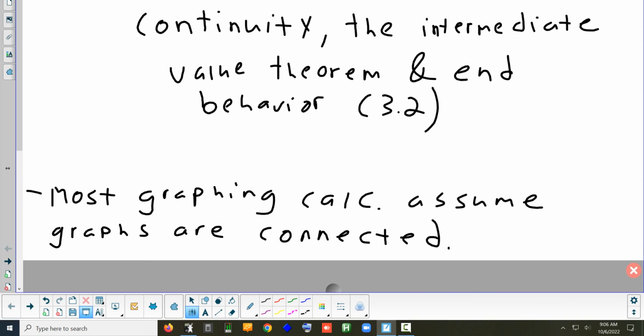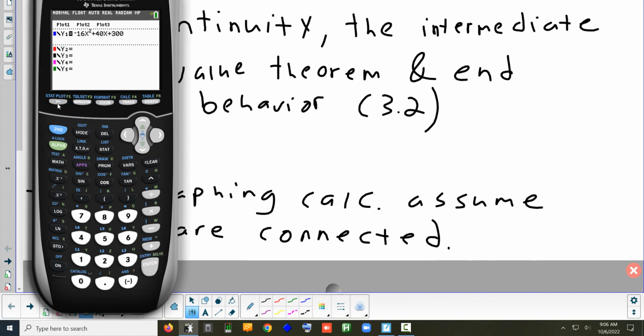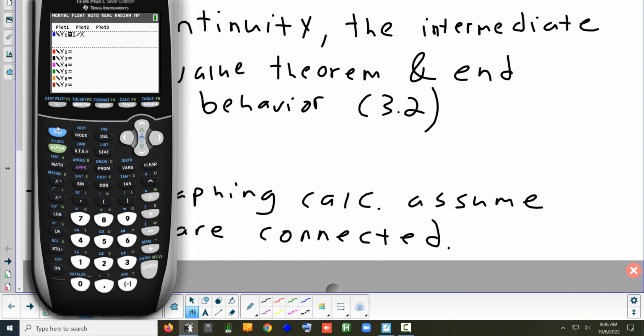I don't remember if it was in here yesterday, or one of my other classes, where somebody tried to draw a graph on their calculator. Was it you? Yeah, and it connected it. Most calculators assume that you want graphs to be connected, like Quinn's did. Well, there's a newer feature in some calculators that says maybe my graph isn't supposed to be connected. Older calculators, no matter what you drew on the screen, would try to connect it.